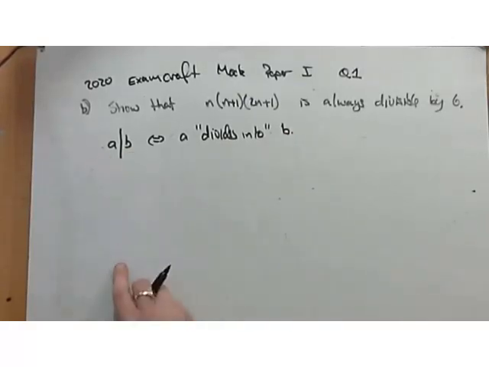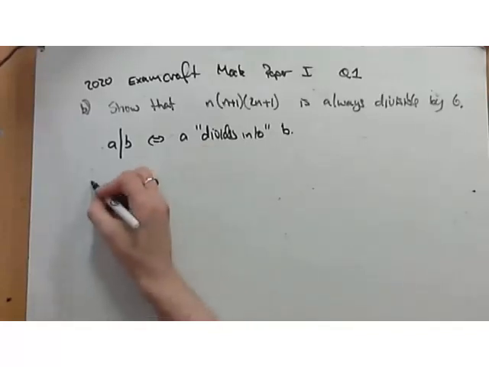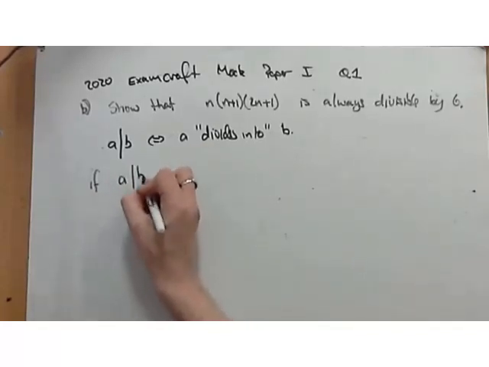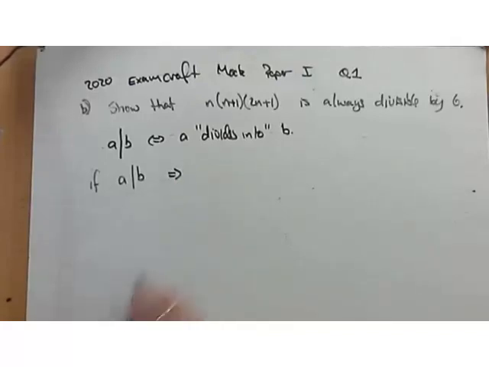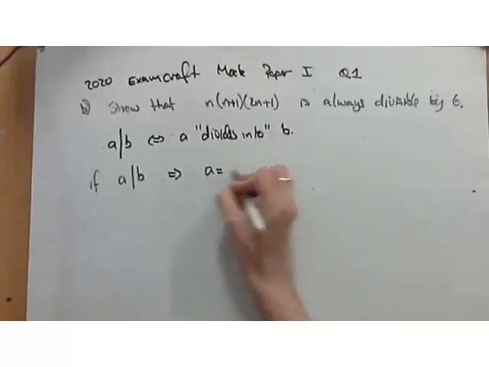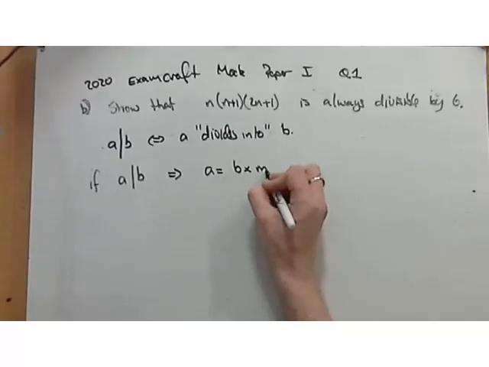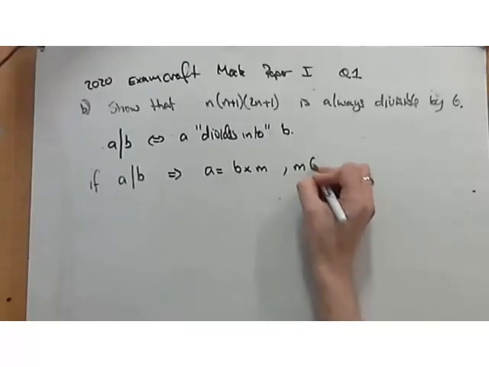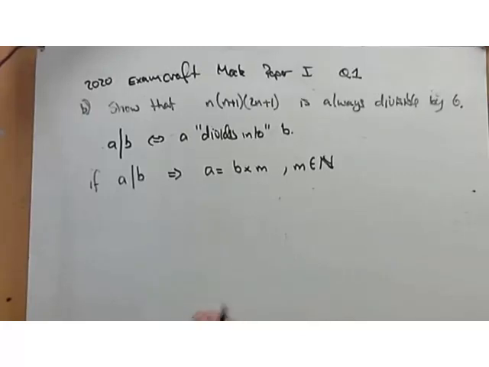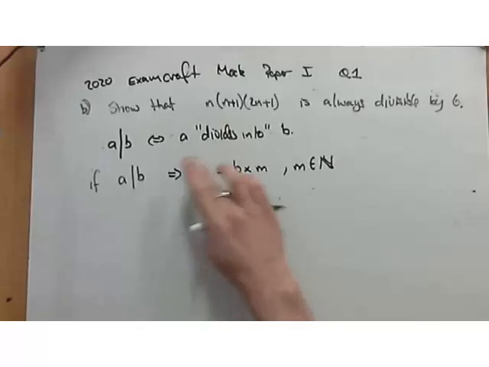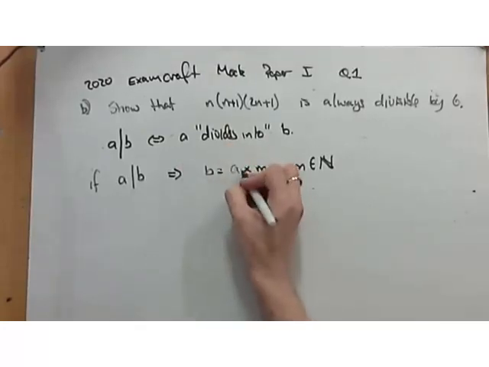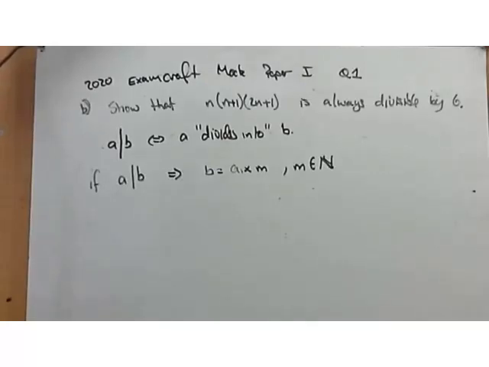Now we're then going to say if A divides B, this implies that A is equal to B multiplied by M for some M, an element of N. So that's the second thing we're going to say. If A divides B, then that means that B is A times some number. B is equal to A times M for some M, an element of N.